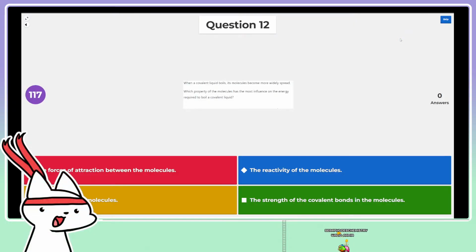Okay, question 12. When a covalent liquid boils, its molecules become more widely spread. So in this case, as it boils, it changes states, right? So it becomes more widely spread. Which property of molecules influences the energy required to boil a covalent liquid? So for it to change state.